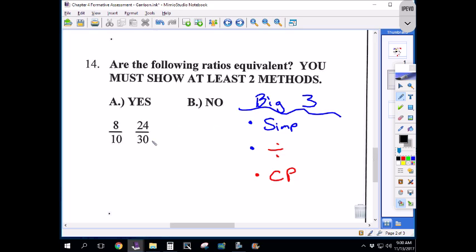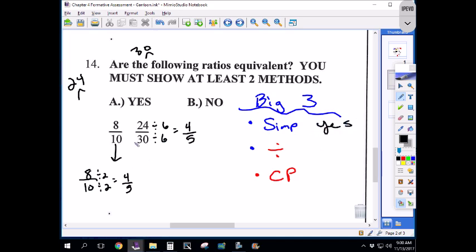So simplifying, if I were to simplify 8 to 10, I'll bring it down here and do it. I know that those both have a factor of 2, and that's going to give me a 4 to 5 ratio. I know that 24 and 30, and you could go off to the side and do your trees and actually find the greatest common factor. You could do it that way. I know that it's going to be 6, which is going to give me 4 to 5. So based on our simplifying, are they going to be equivalent, guys?